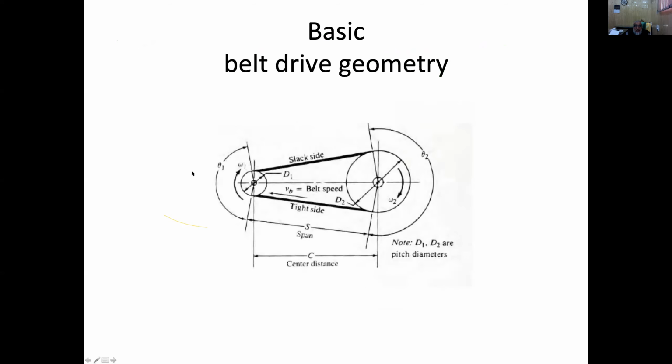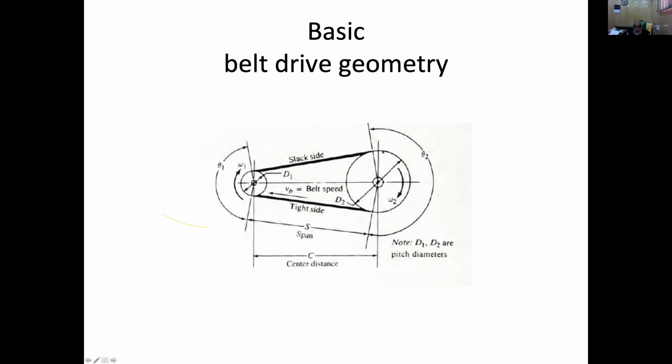Now you can see here the nomenclature of a belt drive. So you can see a small sheave with diameter D1, with speed omega 1, and theta 1 is the wrap angle. And here you can see the big sheave, that is D2, with theta 2 wrap angle, and omega 2 is the speed of this, and this is moving in clockwise direction. Then you can see the span of the belt, which is S, the unsupported part of the belt.